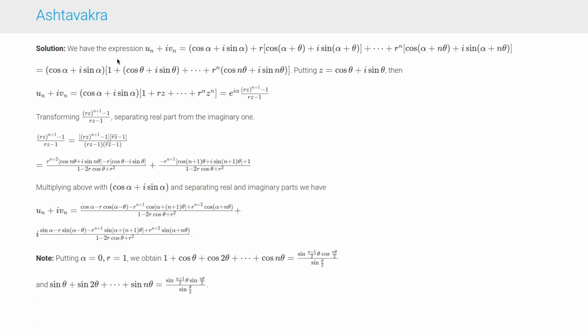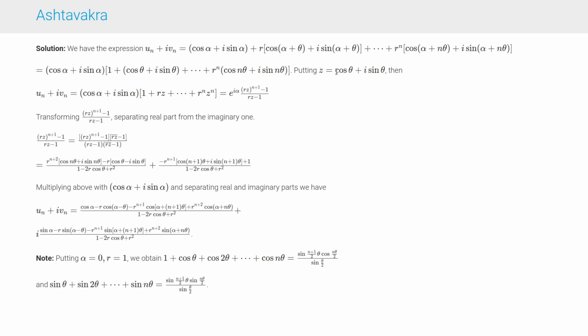So we write the expression Un plus iVn is equal to cos alpha plus i sin alpha, plus r (cos (alpha plus theta) plus i sin (alpha plus theta)), up to r to the power n (cos (alpha plus n theta) plus i sin (alpha plus n theta)). Now we take out cos alpha plus i sin alpha, so we will be left with 1 plus r (cos theta plus i sin theta) plus up to r to the power n (cos n theta plus i sin n theta).